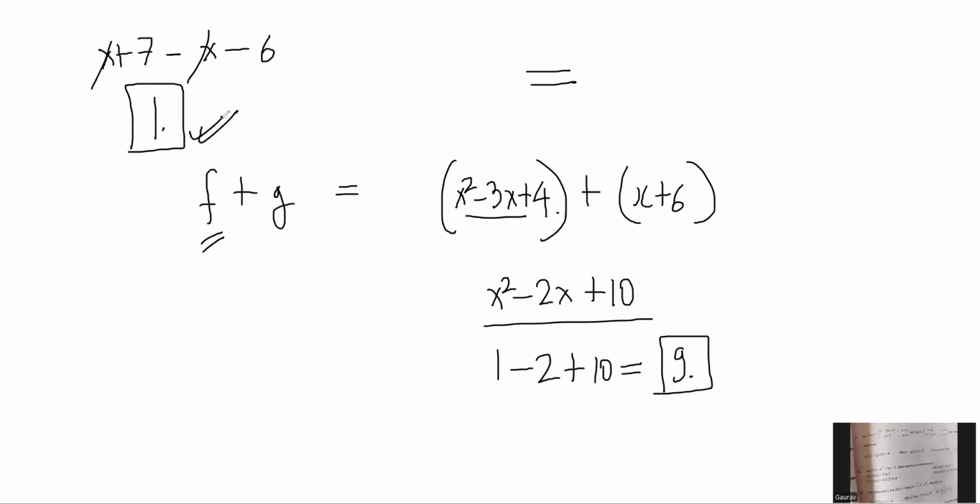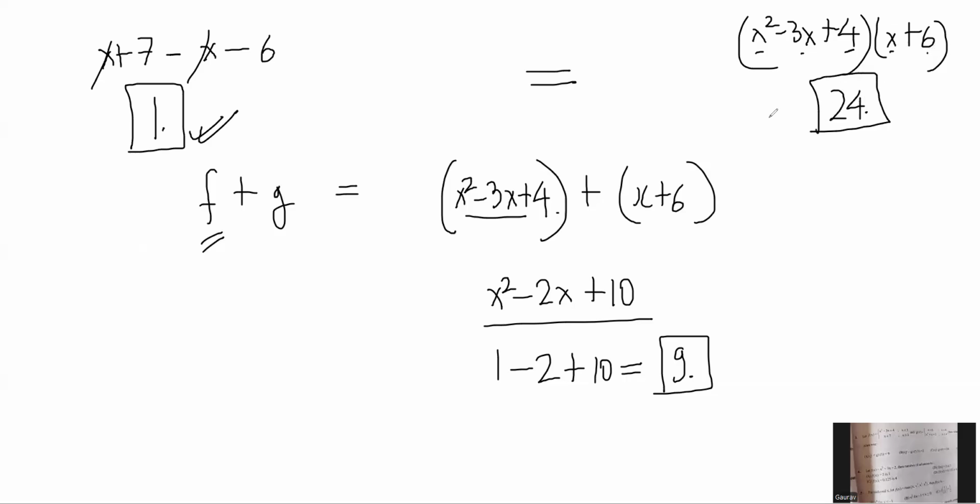Yes. F into g for 0. So for 0, you will take x square minus 3x plus 4 for f. But for g, what will you take? X plus 6. Yes. And when you put the value 0, you get 4 and 6. So 24 is coming. All of A, B, C so far is right.